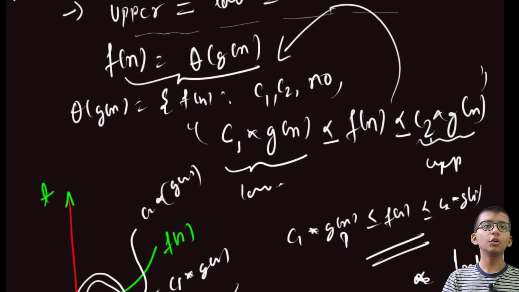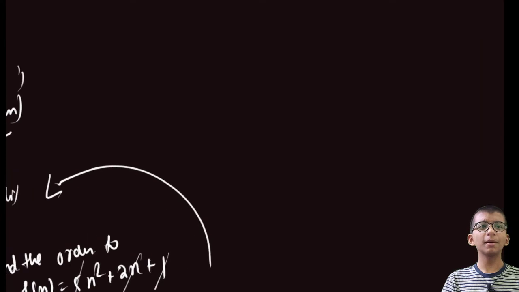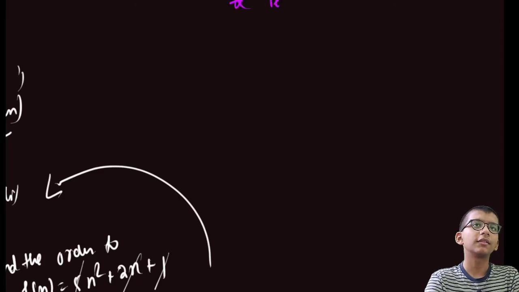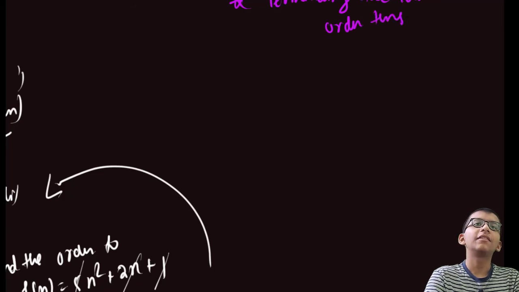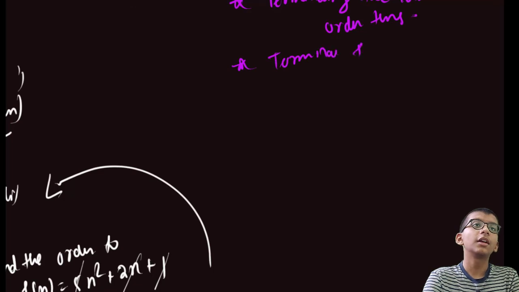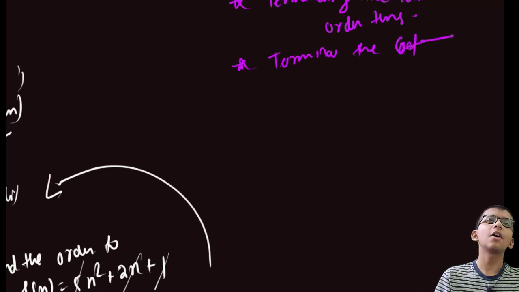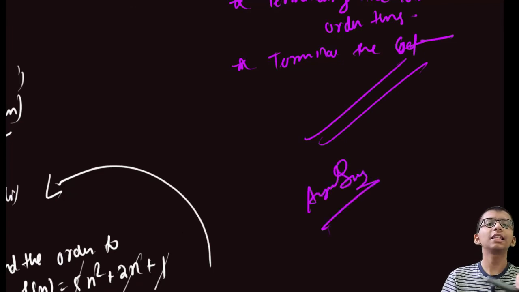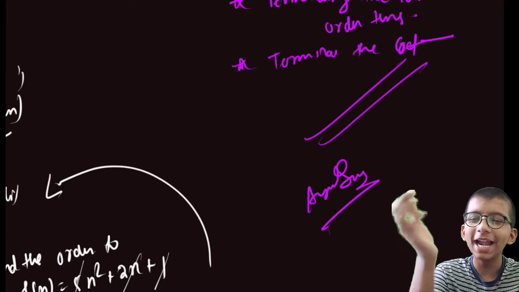Let's talk about some rule cases here. The rule for calculating g of n is that we are terminating the lower order terms, and then we are terminating the coefficient. This is how it all works, and I hope that you got a better intuition about what I've said till now.